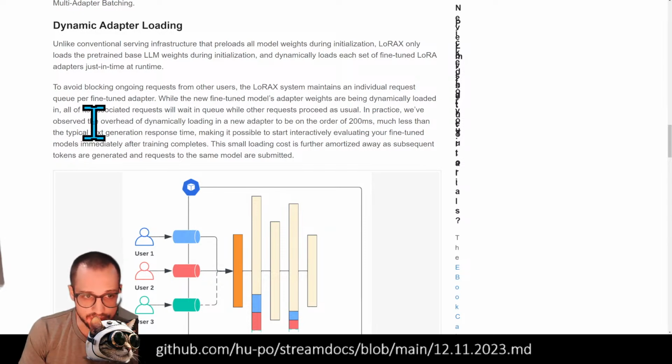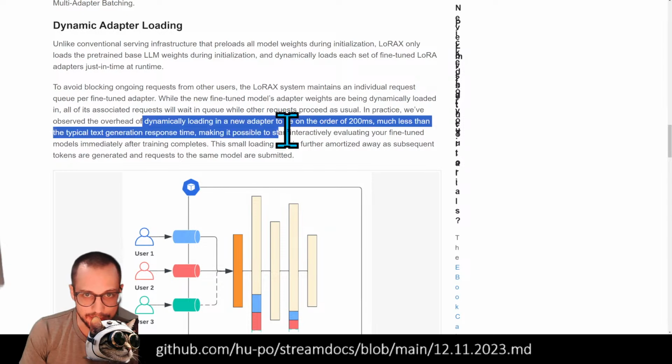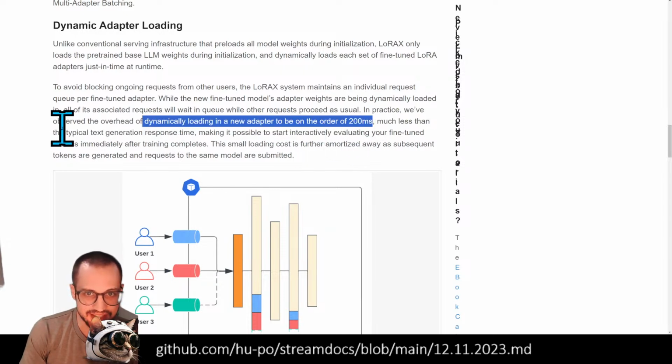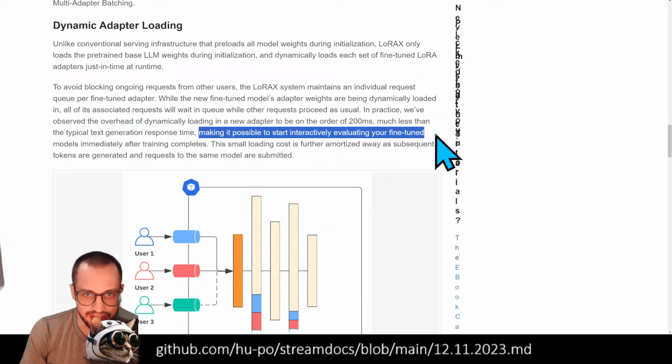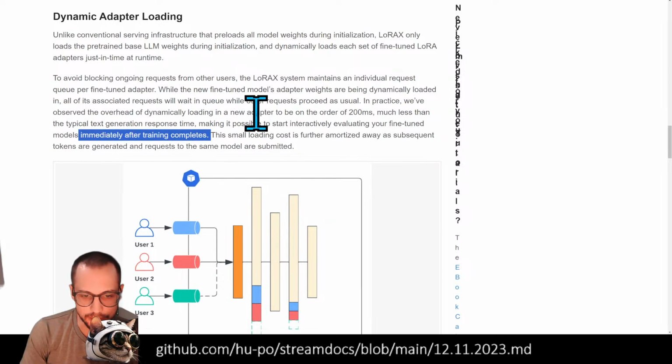In practice, we've observed the overhead of dynamically loading a new adapter to be on the order of 200 milliseconds, much less than the typical text generation response time, making it possible to start interactively evaluating your fine-tuned models immediately after training completes.